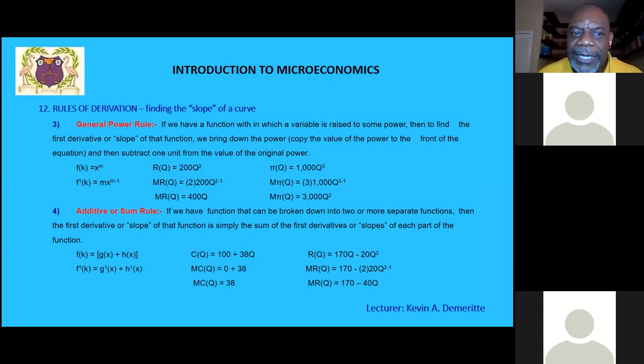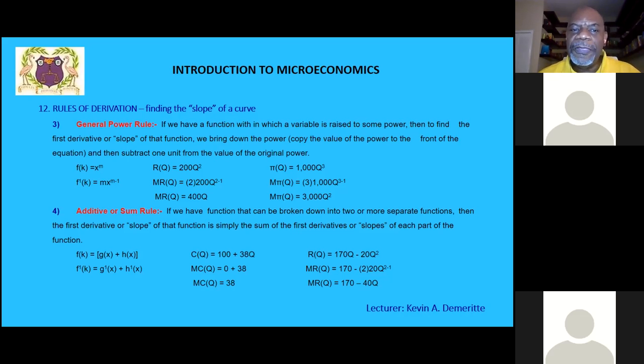And it says, once I've done that, then you subtract 1 unit from the value of the original power. The original power was 2Q squared. So I subtract 1 from that, we end up with 1, Q to the 1, but anything raised to the power of 1 is itself. So I end up with a marginal revenue, or the first derivative of my revenue function, or the slope of my revenue function. All of this is saying the exact same thing, equal to 170 minus 40Q. So I have a marginal revenue equation of 170 minus 40Q.